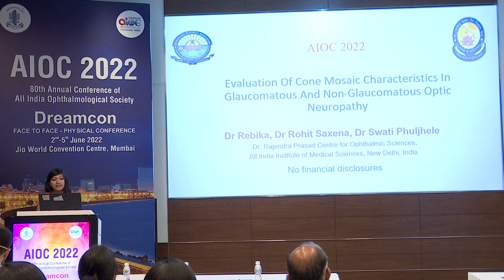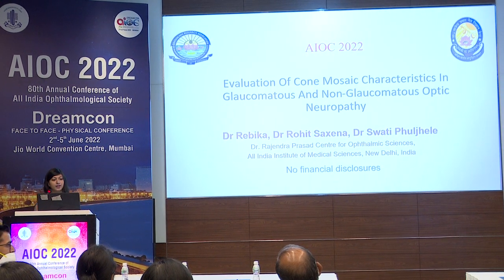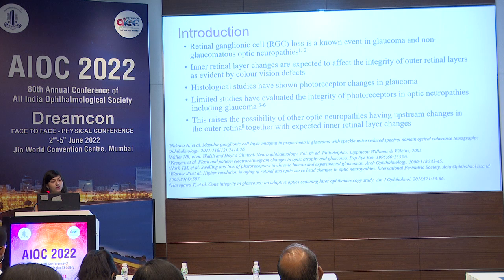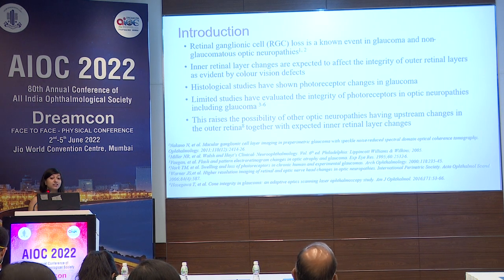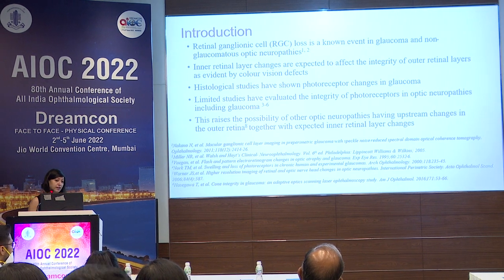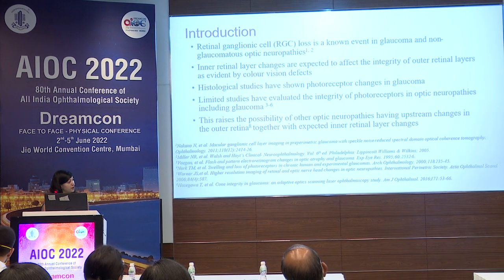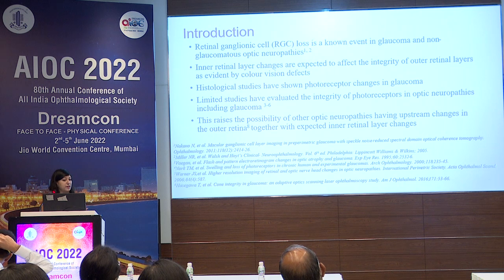So just to quickly start the presentation, I have done a study to evaluate the cone mosaic characteristics in glaucomatous and non-glaucomatous optic neuropathy. As we all know, retinal ganglion cell loss is a known event in any optic neuropathy. Since these are inner retinal layer changes, do we have some outer retinal layer changes? This is the question.